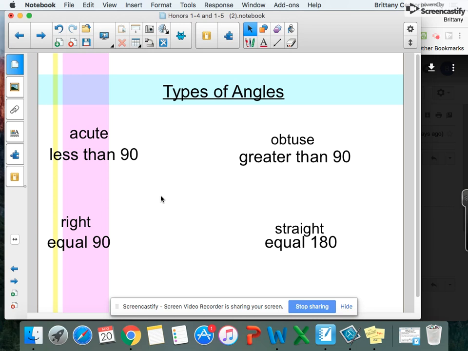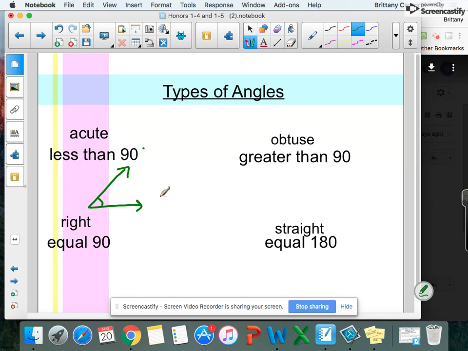So for section 1.4, we're going to talk about different types of angles, and then we're going to talk about the angle addition postulate. So real quick, we're just going to go over the different types of angles, which should not be new, but we have an acute angle, so just remember that that is less than 90 degrees, so it's going to look something like this angle here.